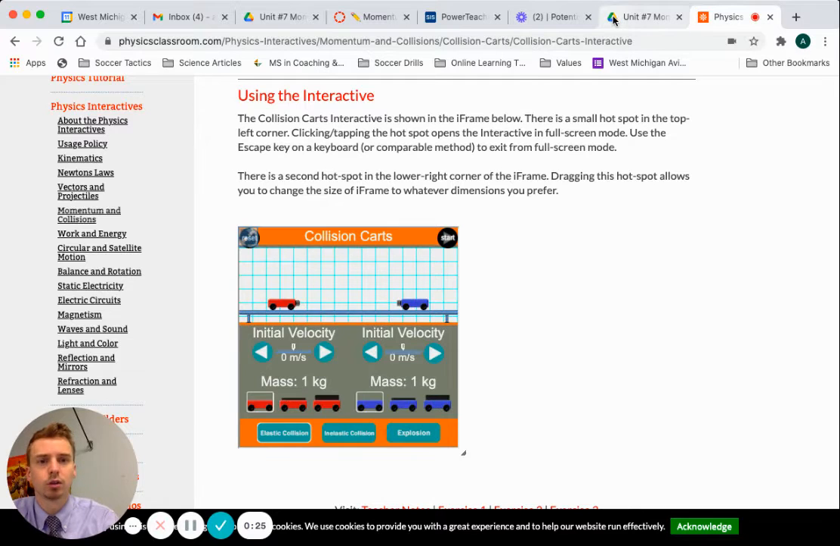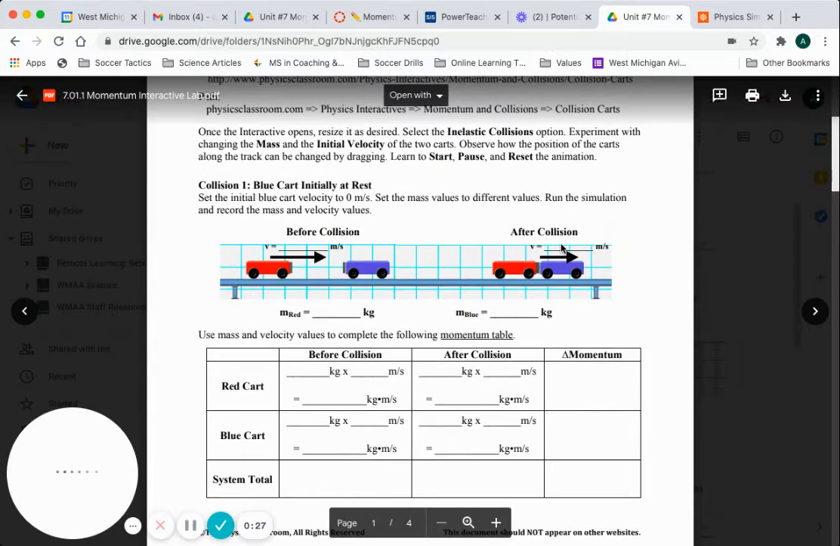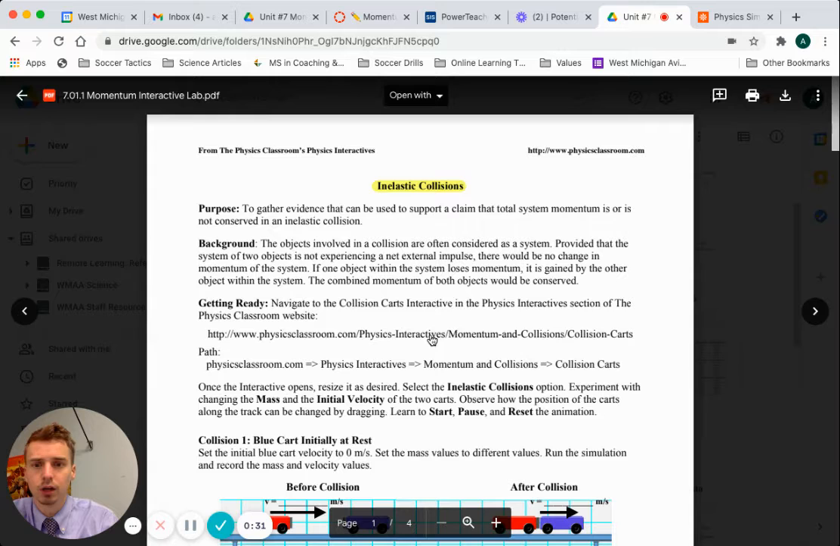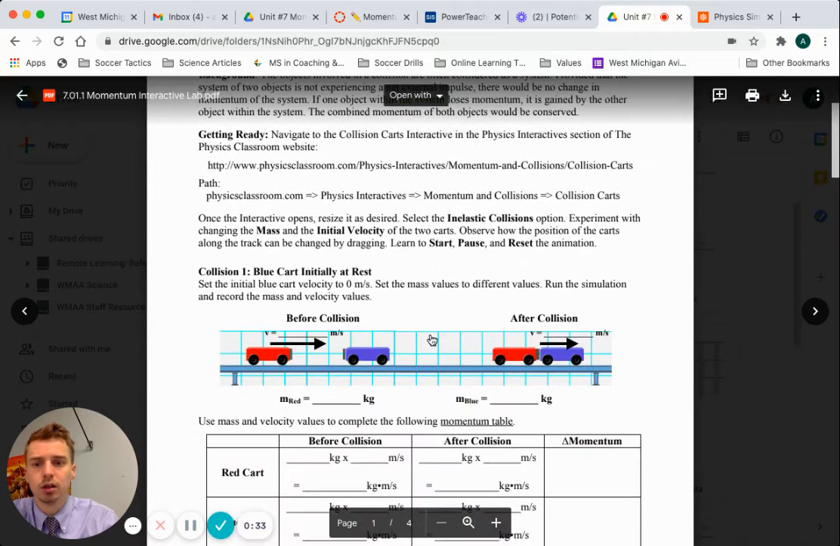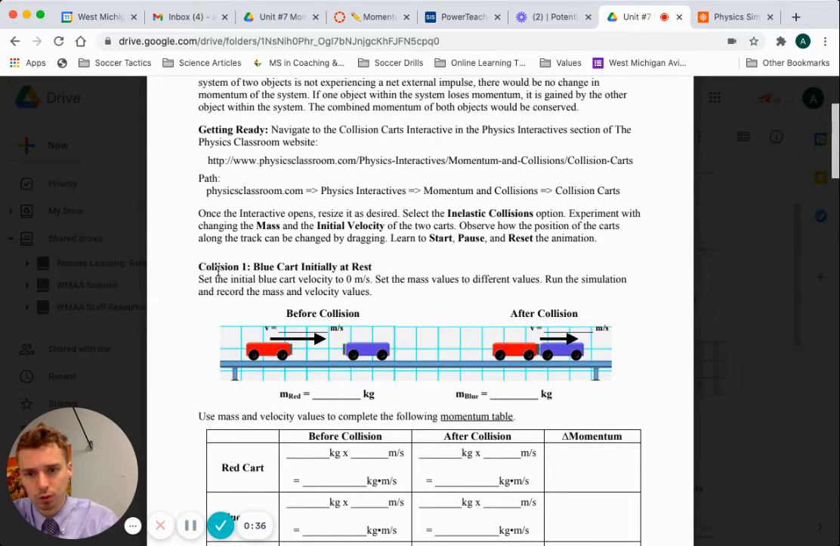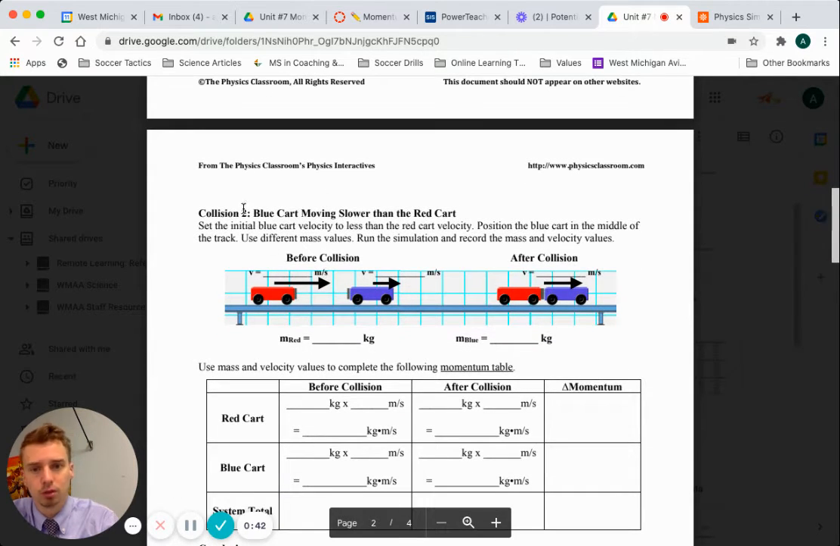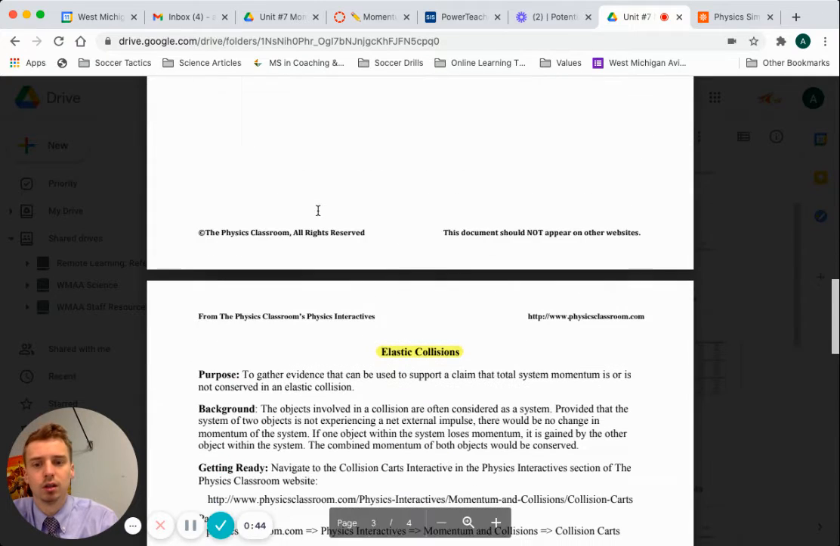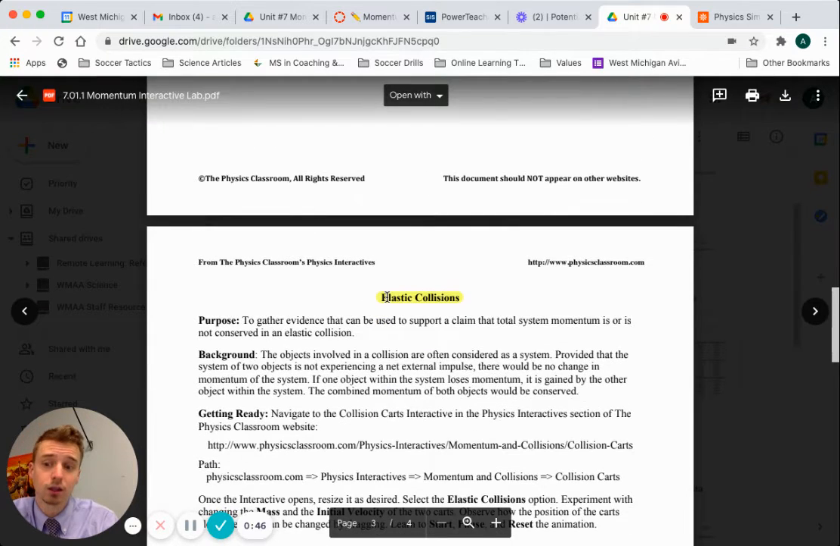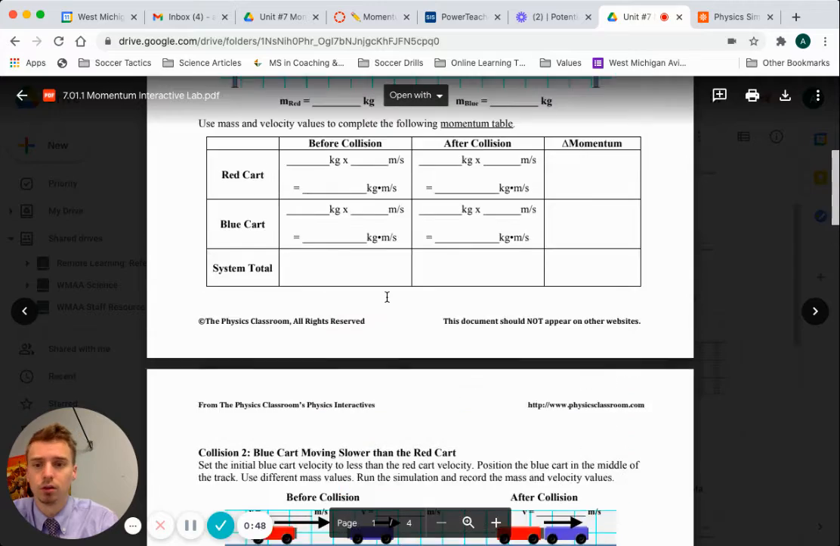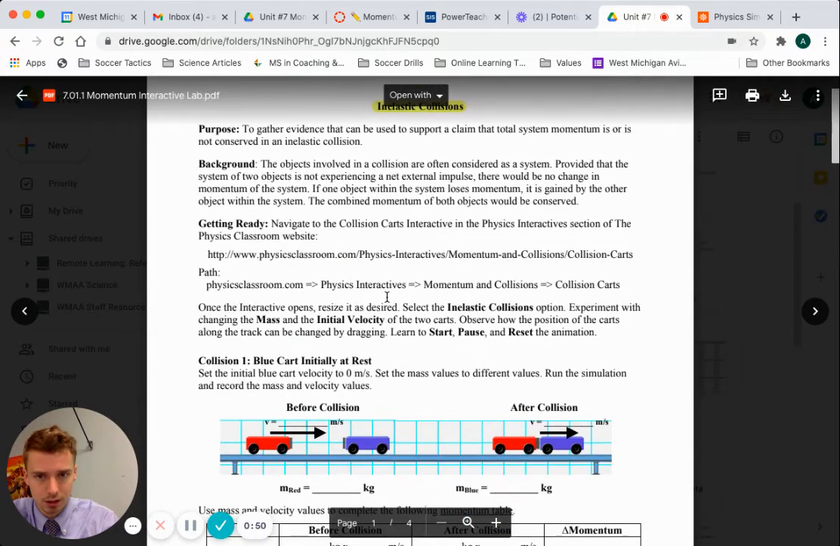First, I'm going to show you guys the worksheet that you should be filling out and accompanying that. It should look something like this. In each scenario, it will tell you collision 1 and then explain a little bit about what's different about each of them. All right, so collision 2 here, and then on the third page we start elastic collision, so make sure for the first two you have them as inelastic.